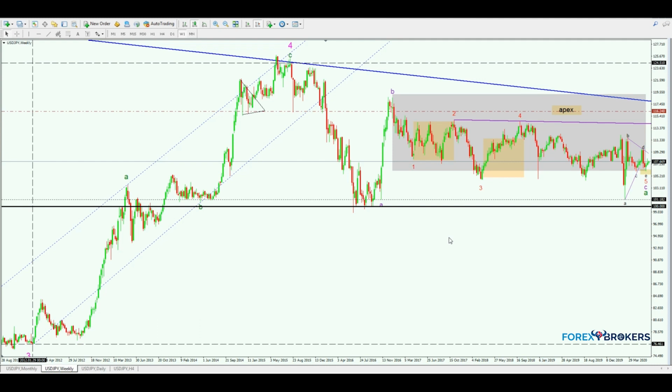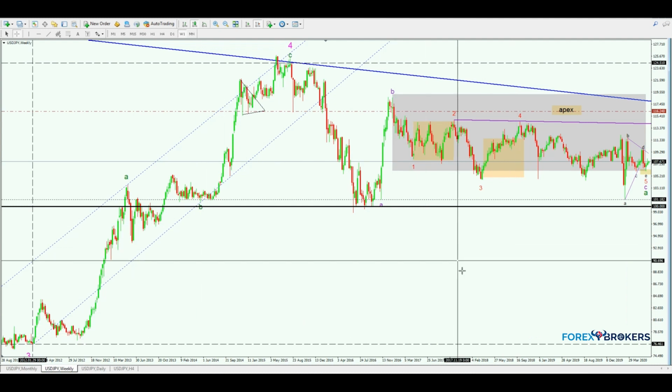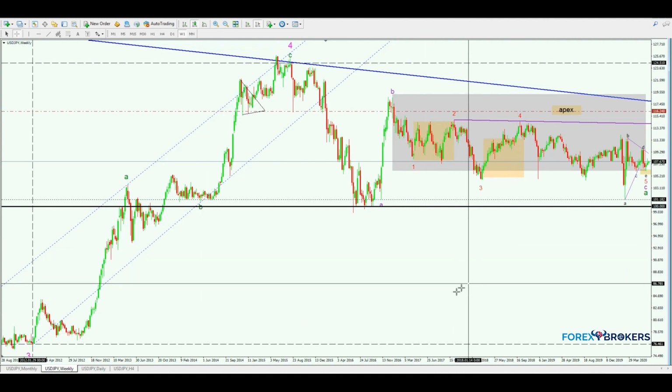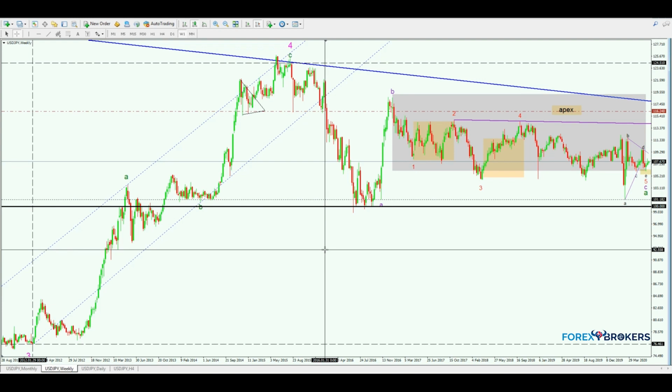The next topic that we will cover refers to corrective waves, more precisely to zigzag patterns, as we will cover all the types of a zigzag in a bit of a theoretical fashion here, and then explain them on the weekly US dollar and Japanese yen in order to see how a zigzag translates into price action and how to interpret the different types of zigzags.